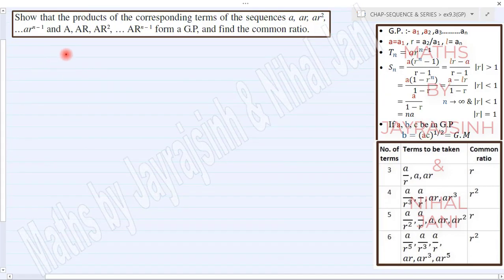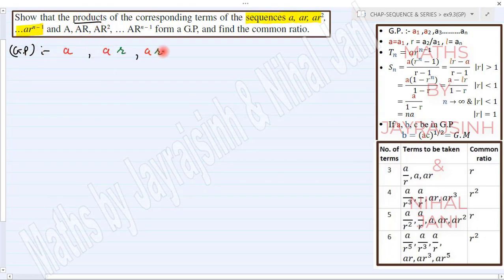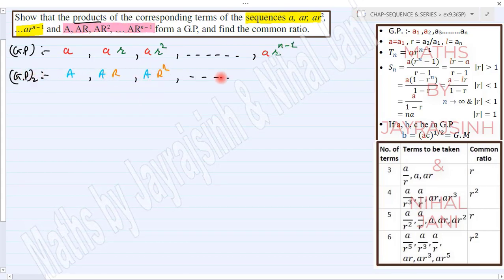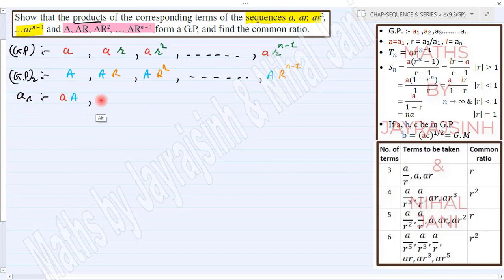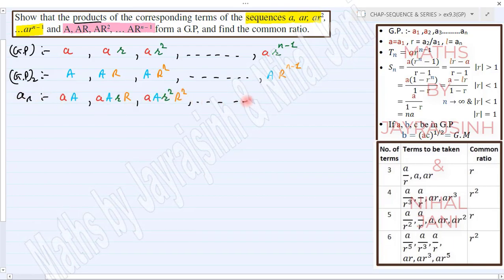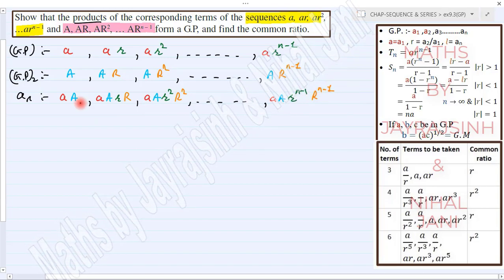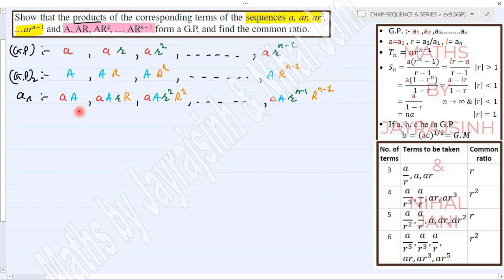In this question, we have to show that the product of the first sequence, which is actually in GP, and the second sequence, which is also in GP, should form a GP. So let's find out our sequence by multiplying corresponding terms. So we get our sequence, and if it is in GP, then the ratio between consecutive terms must be equal.